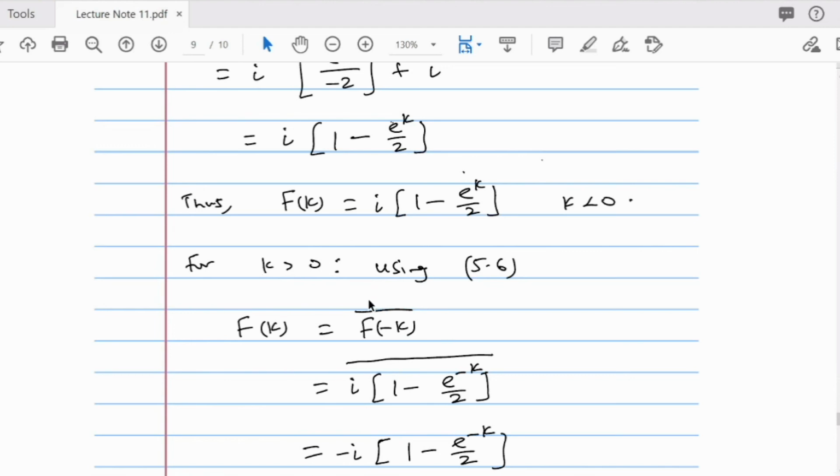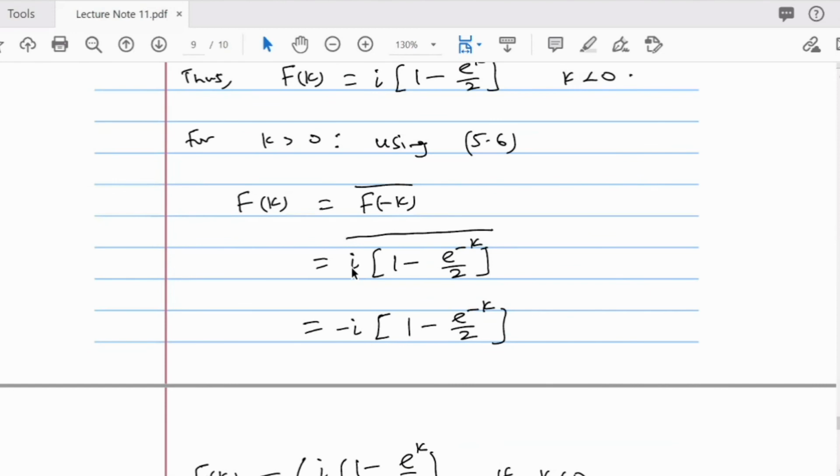So what is f of minus k? F of minus k means anywhere you see k here, replace with minus k. We got k here, so we replace our k with minus k. Then get the conjugate. The conjugate means that the imaginary part, the part having i, the sign changes. So i becomes minus i. So this is f of k for k that is greater than 0.